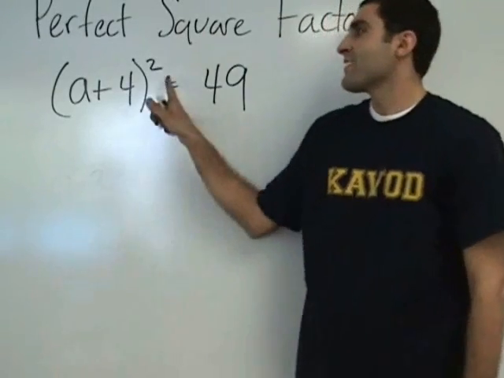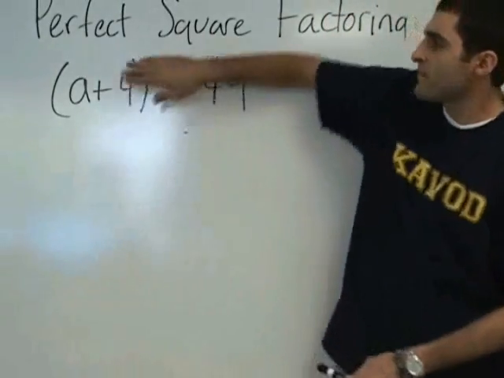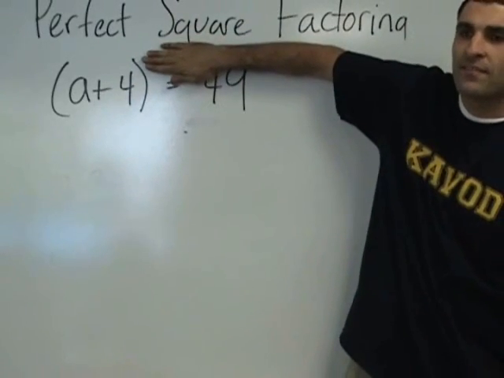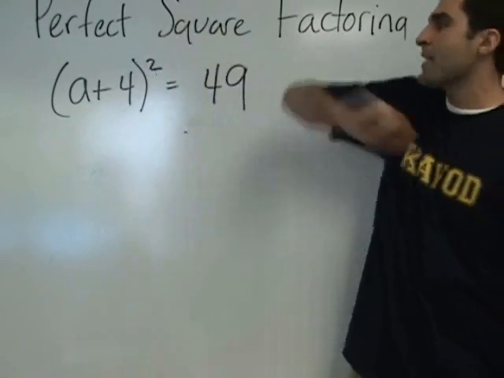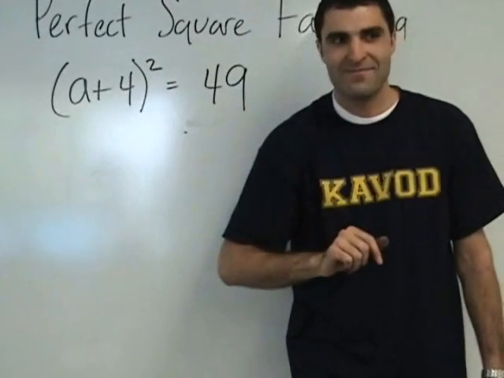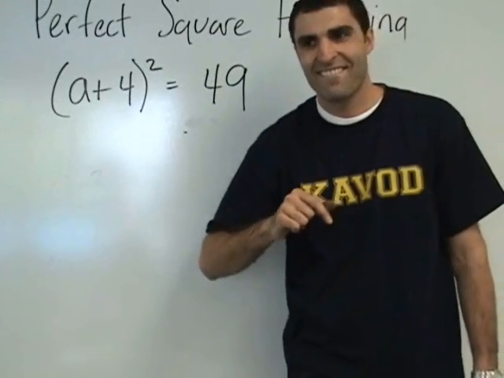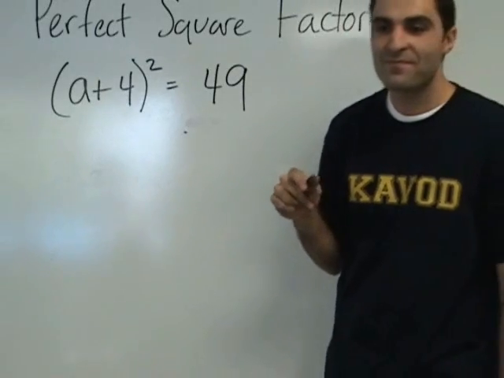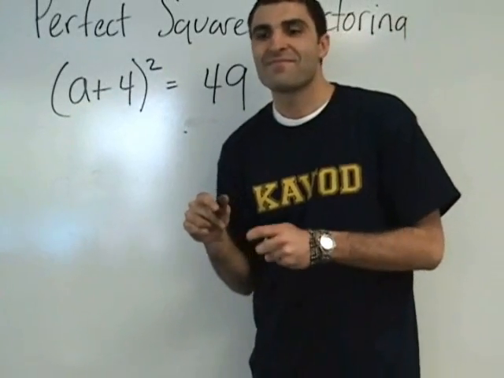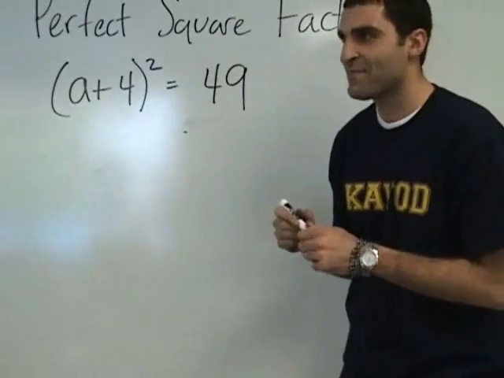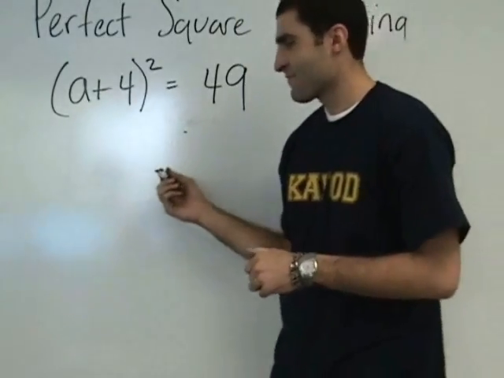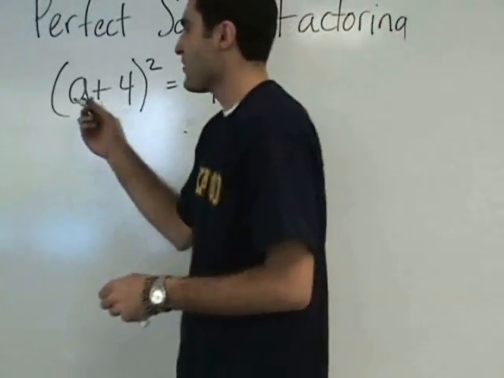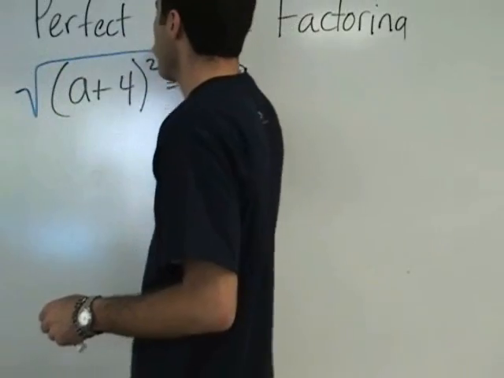Wouldn't this be great if the square wasn't here? If you had a + 4 = 49, how would you solve it? You subtract 4 and you're done. How do we get rid of that? How do we get rid of squares? To get rid of squares, you take the square root of both sides.